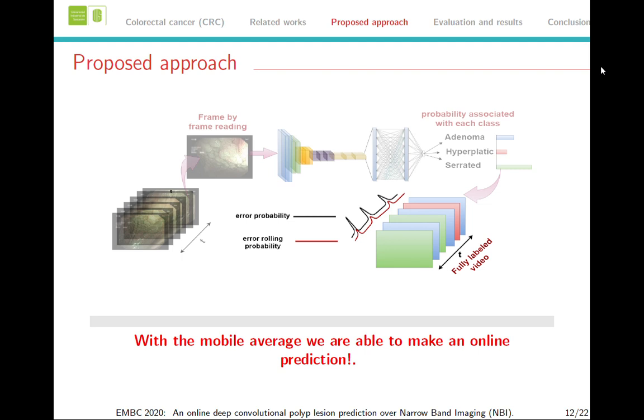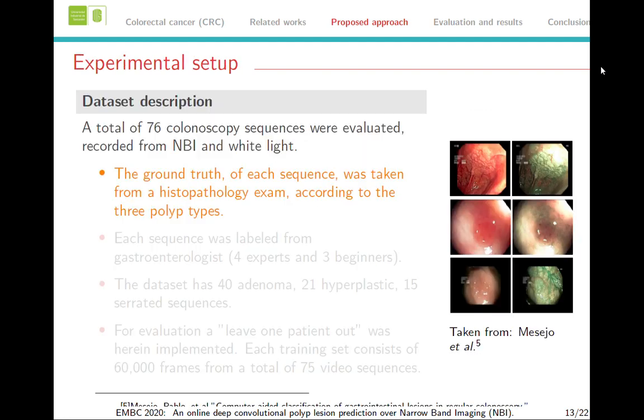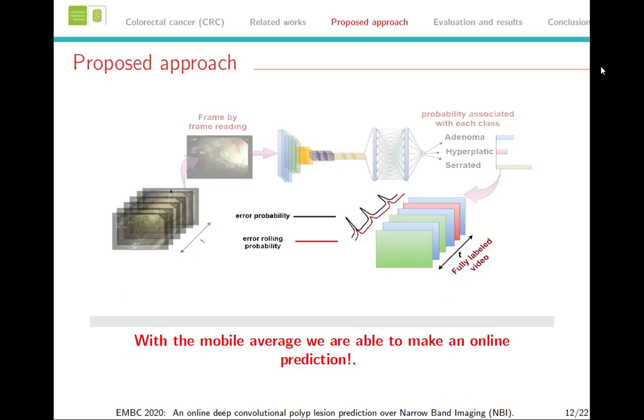To label the video in general, two strategies are applied: majority voting and rolling mean. We're able to make an online prediction.